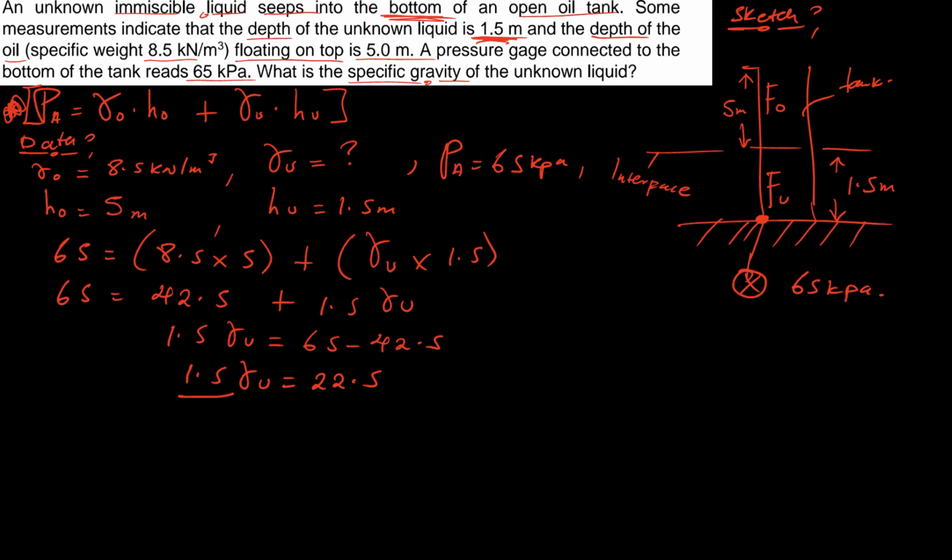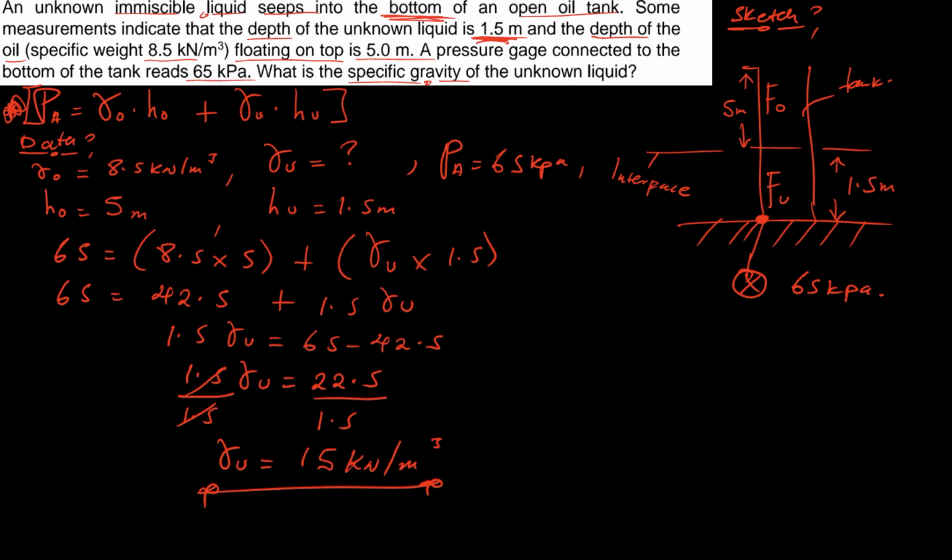So we have 1.5 times the specific weight of the unknown equal to 22.5. To make the specific weight of the unknown the subject of the formula, we divide both sides by 1.5. Then the 1.5 cancels on this side. If you use your calculator and do the division, you will have a value of 15, which is the specific weight of the unknown substance, in kilonewtons per meter cubed.